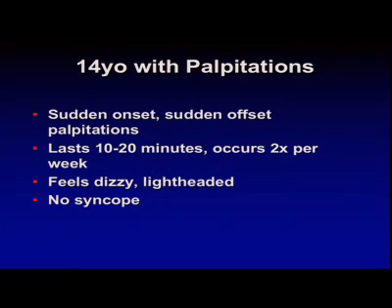Here's another clinical scenario. This is a 14-year-old patient with palpitations, described as sudden onset, sudden offset. So right away your brain's thinking this must be some sort of reentrant mechanism. The patient tells you it lasts for 10 to 20 minutes and occurs about twice a week. The patient feels dizzy and lightheaded but has not had a syncopal event, and they present to your office.